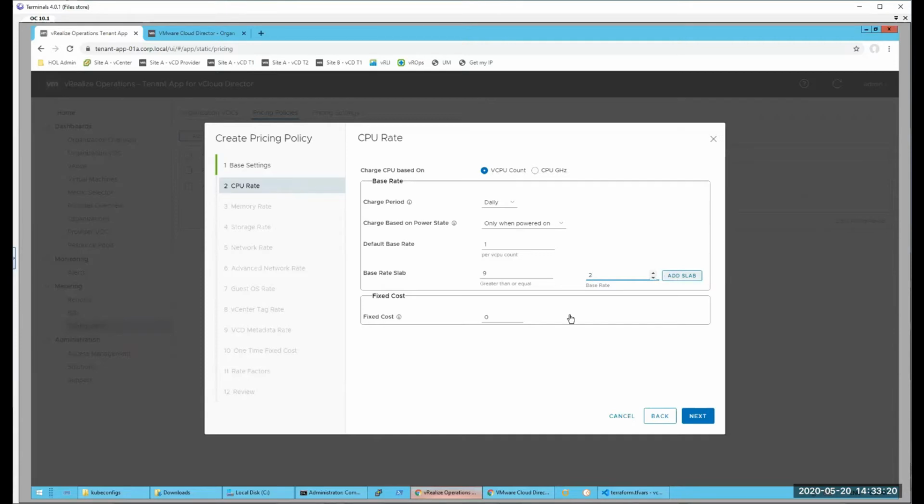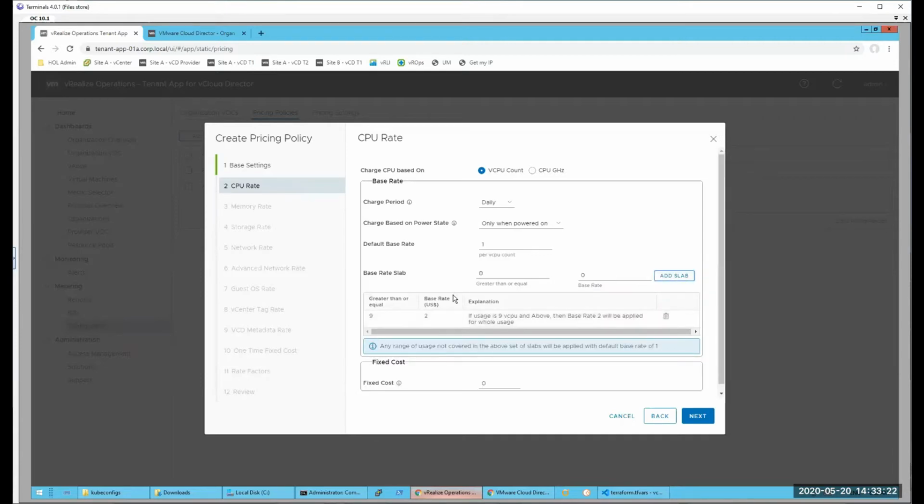Like Jarek is configuring here, you say 9, 2. So you see in the table below, it gives you a description. If the usage is 9 vCPUs and above, then a base rate of $2 will be applied. If not, by default, a base rate of $1 per vCPU per day will be applied. So that's the kind of thing that you can enable using this volume-based pricing. Okay, and the setting can apply on pretty much every resource. Okay, and that setting here is just the new base rate that's used for VMs, in this case, that are 9 or more vCPUs.